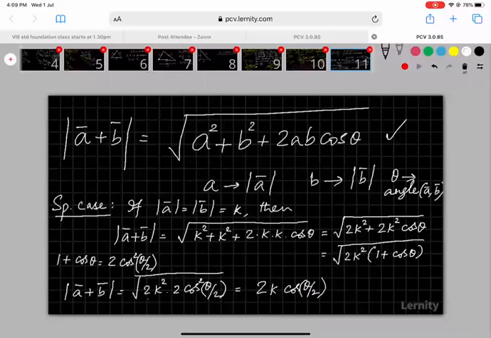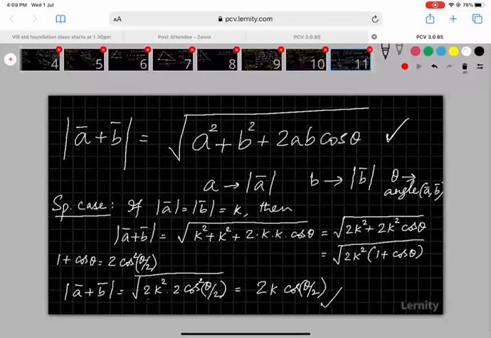Okay. So, general formula for magnitude of resultant is this. Magnitude of a bar plus b bar is root of a square plus b square plus 2ab cos theta. However, if two vectors are equal in magnitude, then there is a simpler formula like this. If both the vectors are of magnitude k and they are at an angle theta between them, then the resultant is given by 2k cos of theta by 2.